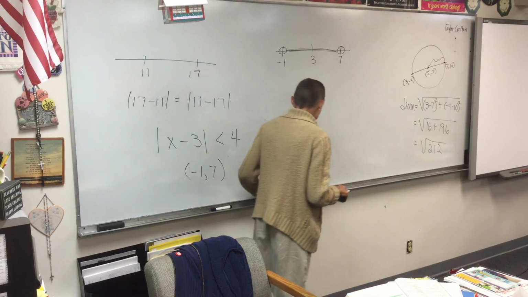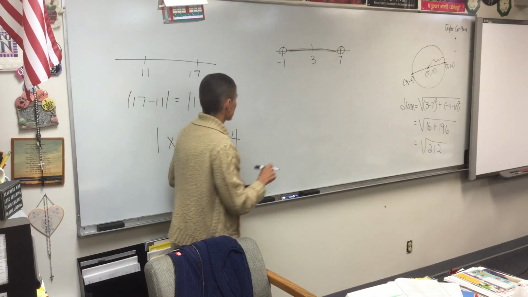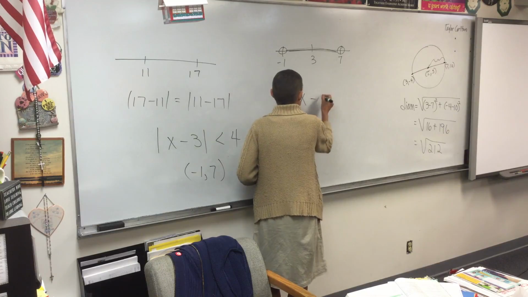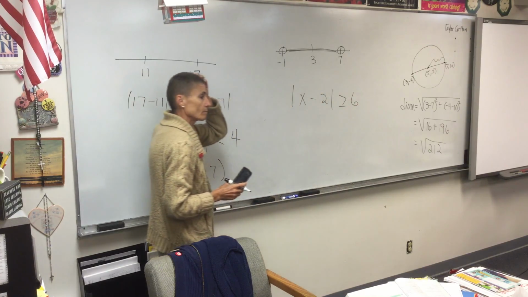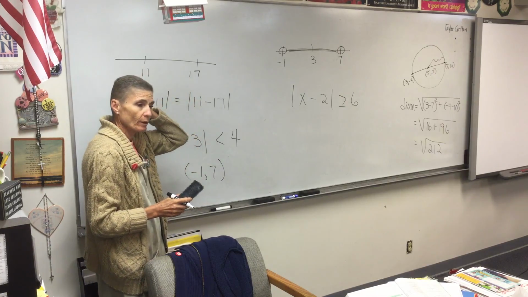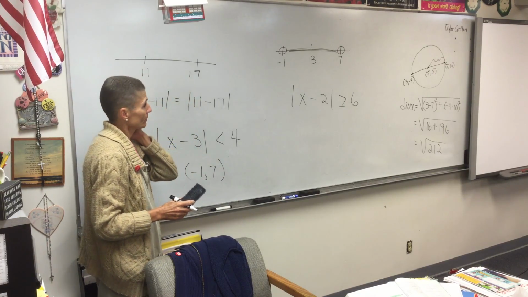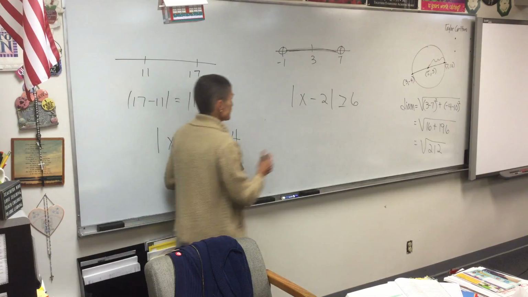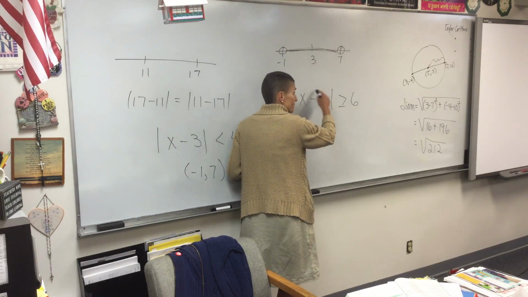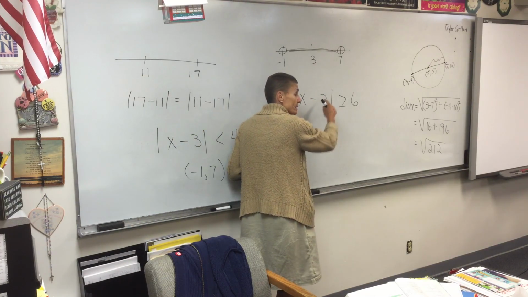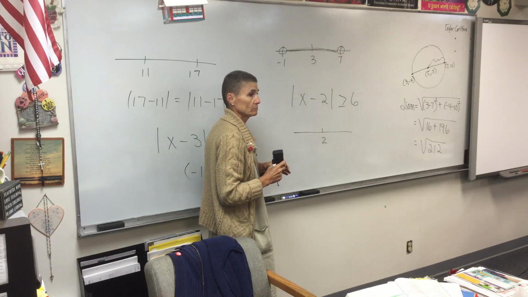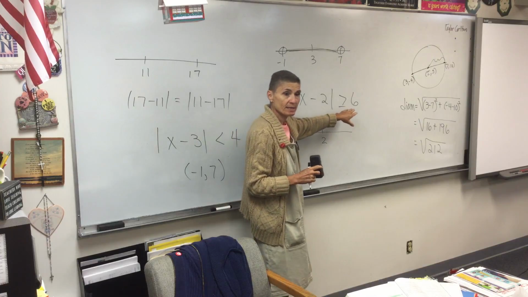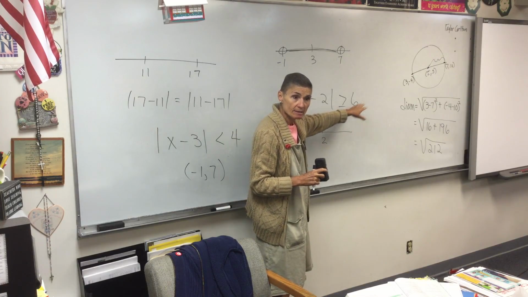Now some of you are thinking, oh my gosh, that's hard. No, it's really not. Let's try another one. This will be the last one, then you go to lunch, okay? What does this say right here? The distance between some number and 2 has to be more than 6.